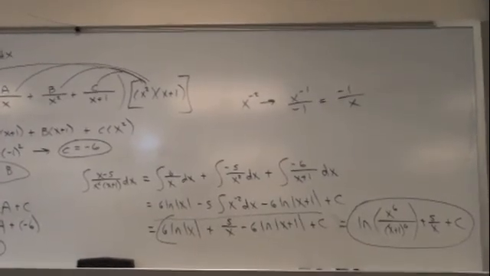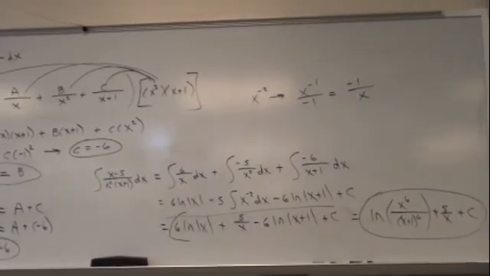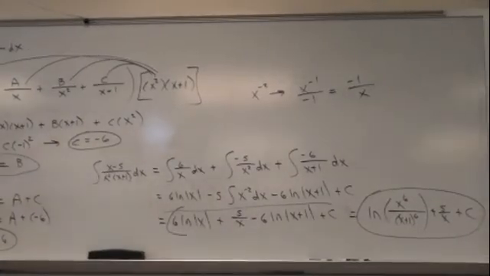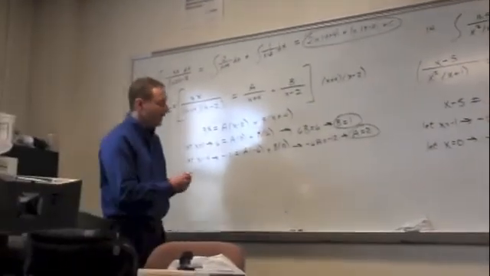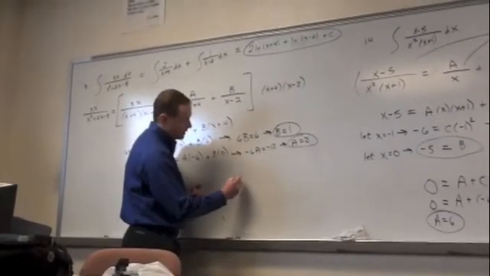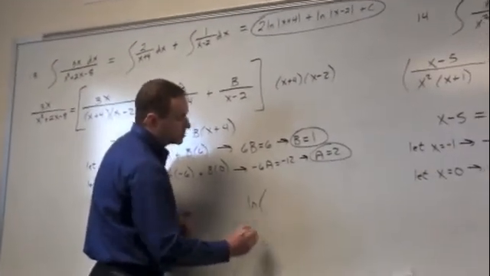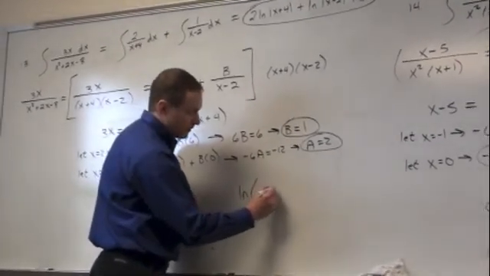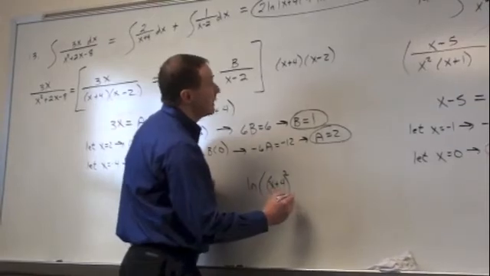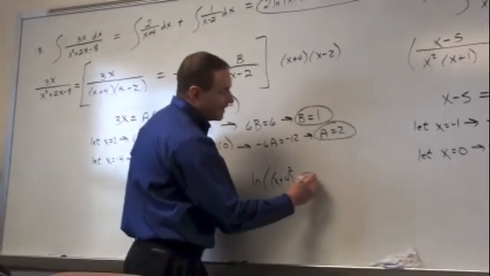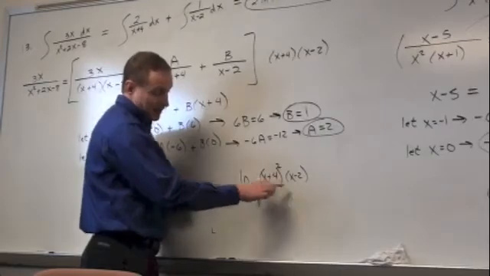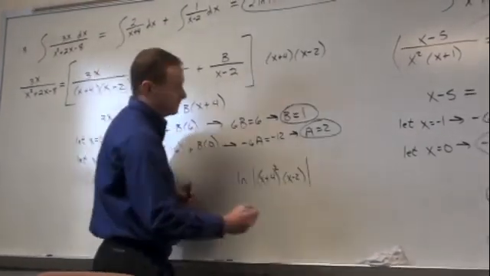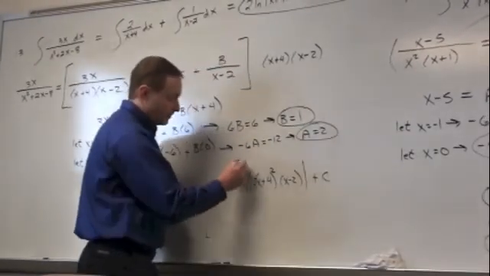Say that again. Number 13. I still didn't hear you, Susan. Number 13. Oh, yeah. So in 13 it's the natural log of (x plus 4) squared times (x minus 2). And technically you'd need an absolute value around it, because that could be negative, plus c.